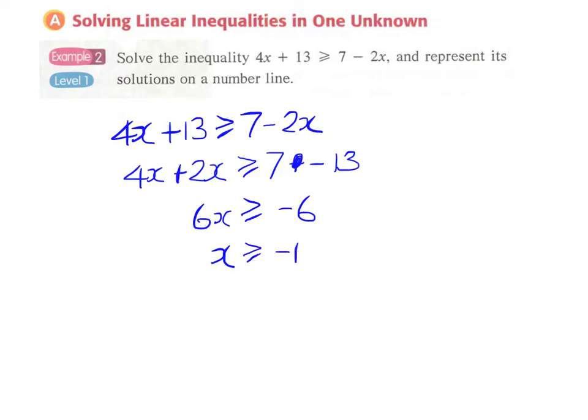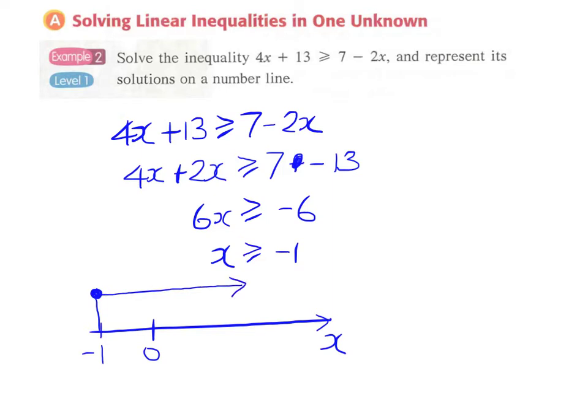To represent the solution on the number line, we draw the mark 0, and this is our number line. x is greater than or equal to minus 1. We have the mark minus 1, and since this includes the equal sign, this is represented as a dot, and we draw an arrow here. So the range of values of x which satisfy this inequality is on the right hand side of negative 1.